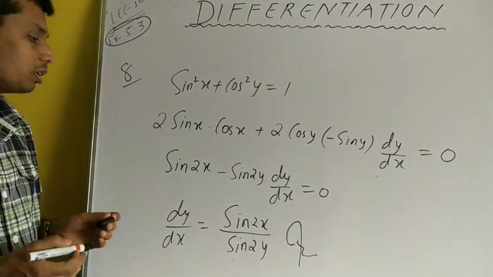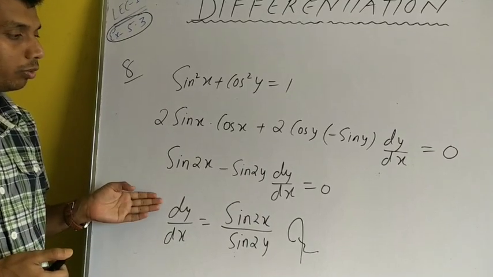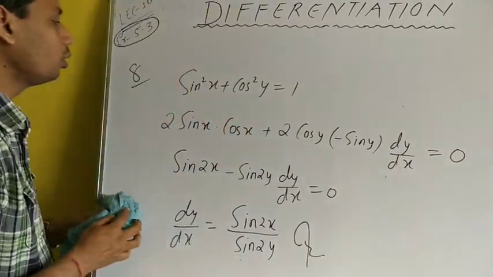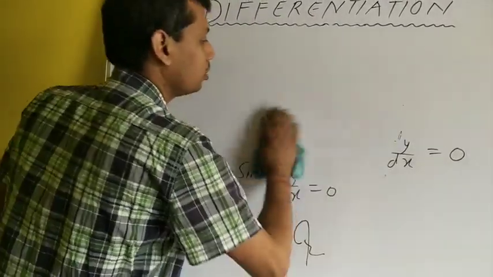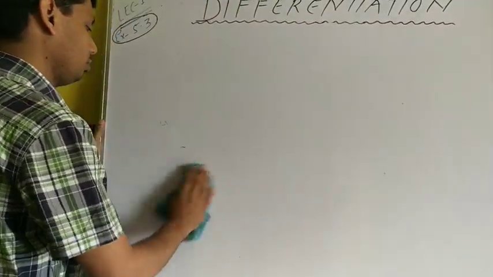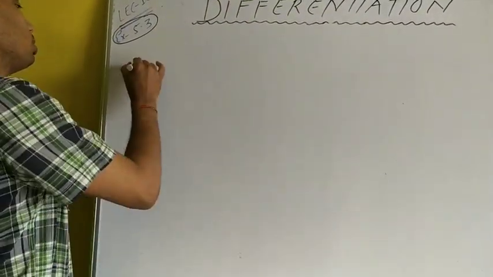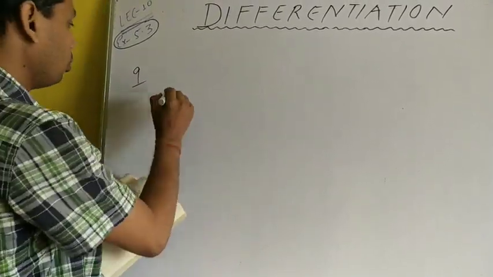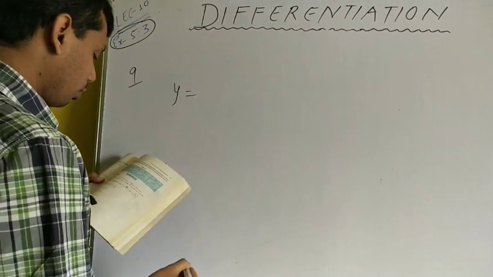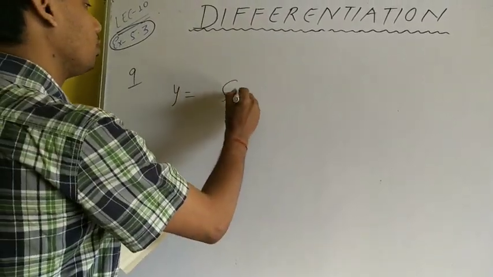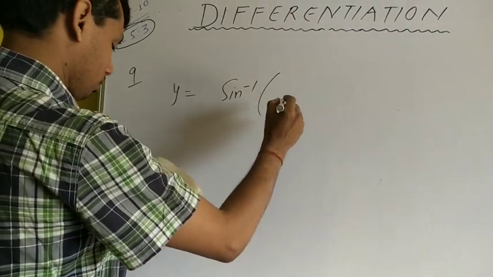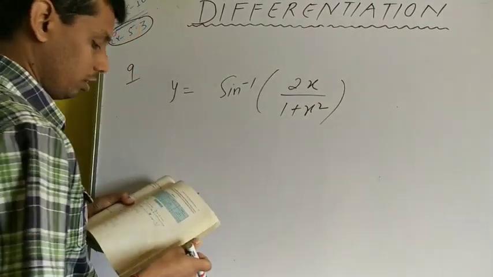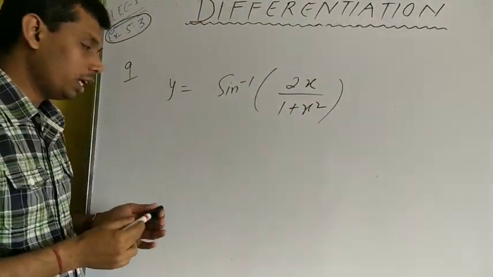So this was question number 8. And the value of dy by dx is equal to what? Sin 2x upon sin 2y. Now, next to it, question number 9. Question number 9. Now, in question number 9, we have to differentiate y is equal to sin inverse of 2x by 1 plus x square. Now this is the function, we have to differentiate this.